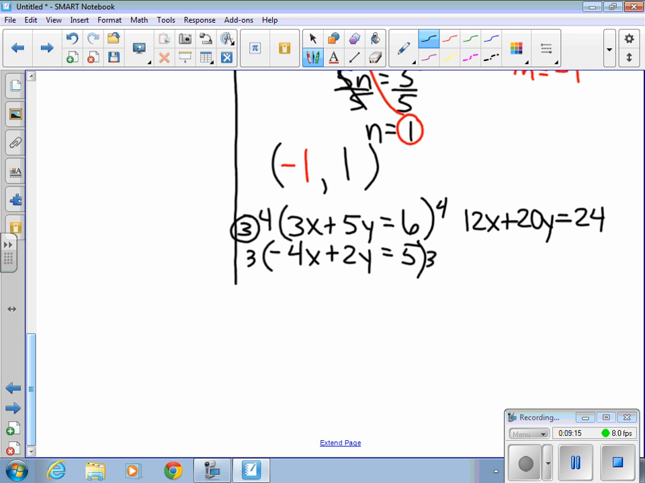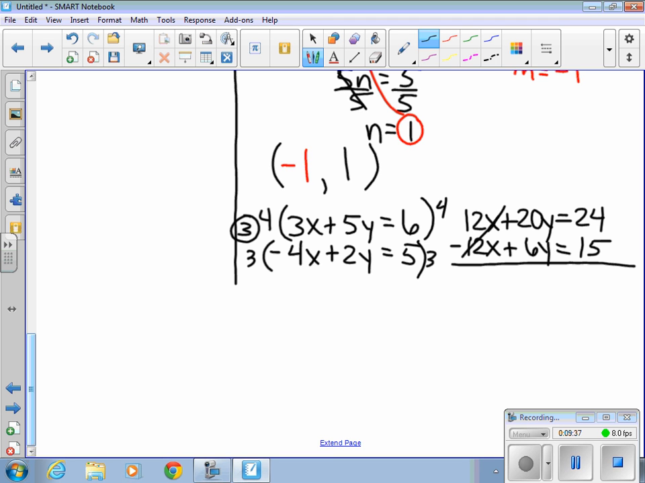So 3 times negative 4 will give me negative 12x, and then I'll get plus 6y equals 15. Okay, now that I've done that, you should very easily be able to see that you have coefficients that can cancel and eliminate. And so your problem can continue just like normal. But you had to change those first original equations to get this to happen. It doesn't just happen on its own automatically.